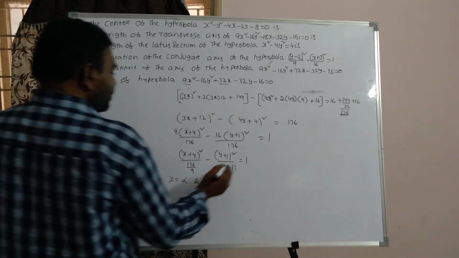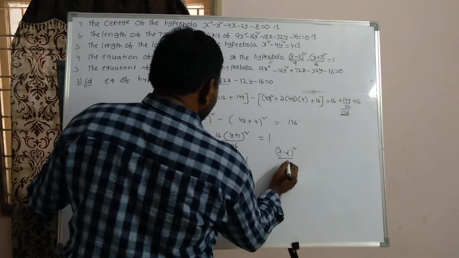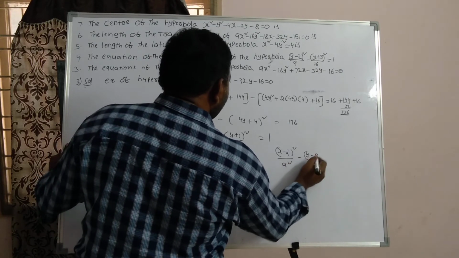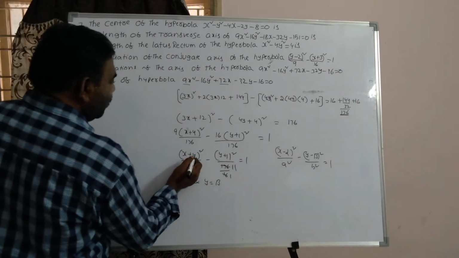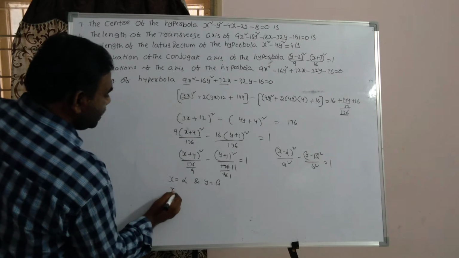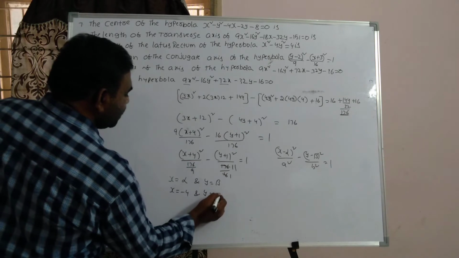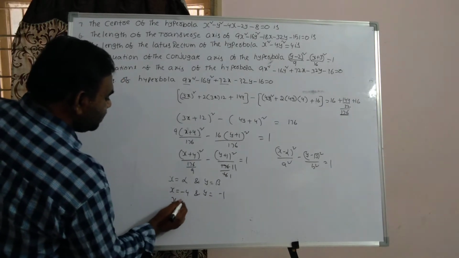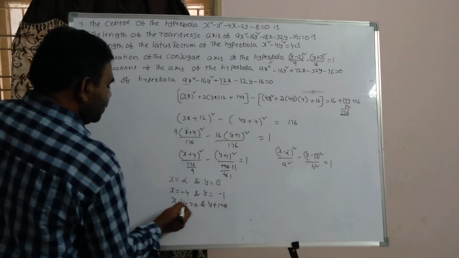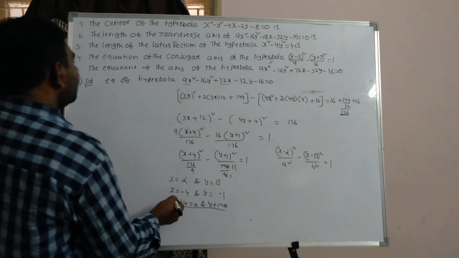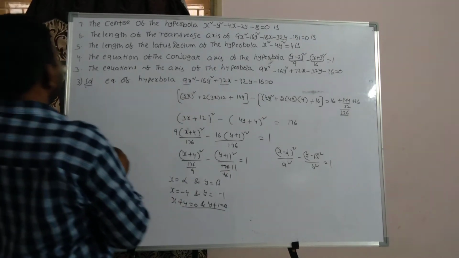So here it is in the form of x minus alpha whole square by a square minus y minus beta whole square by b square is equal to 1. Here alpha value is minus 4. So here x is equal to minus 4 and y is equal to minus 1. So x plus 4 is equal to 0 and y plus 1 equal to 0. Those are the equations of the axes of the given hyperbola. Now the third sum solution is complete.